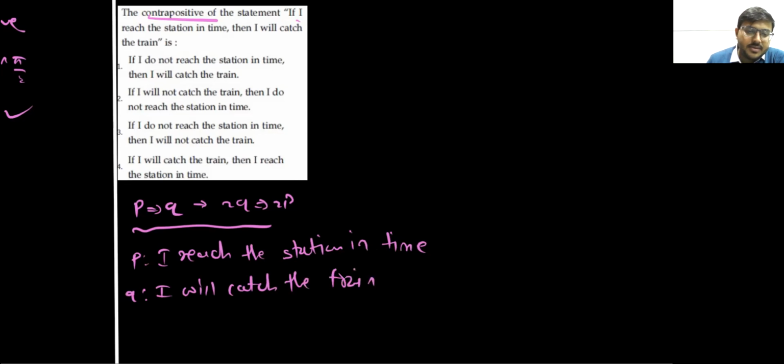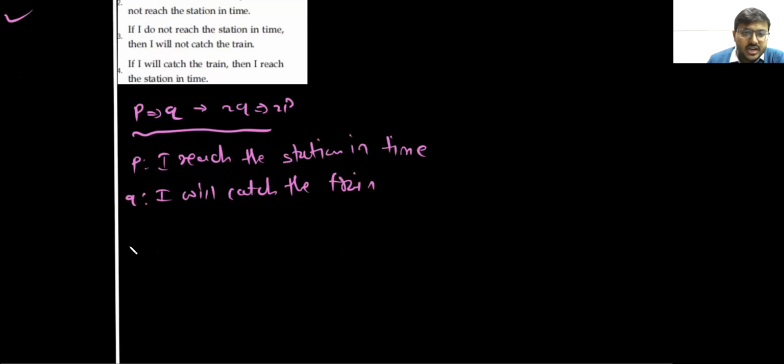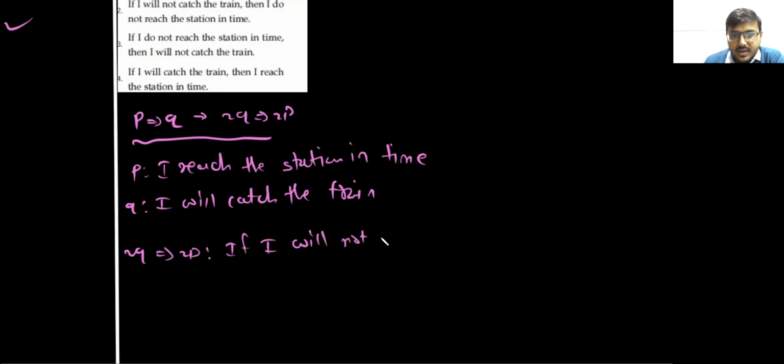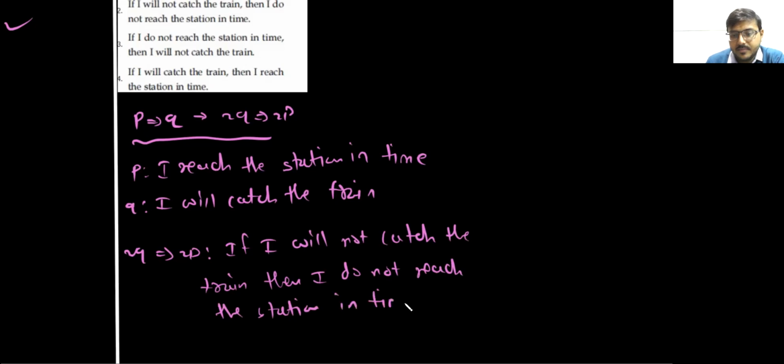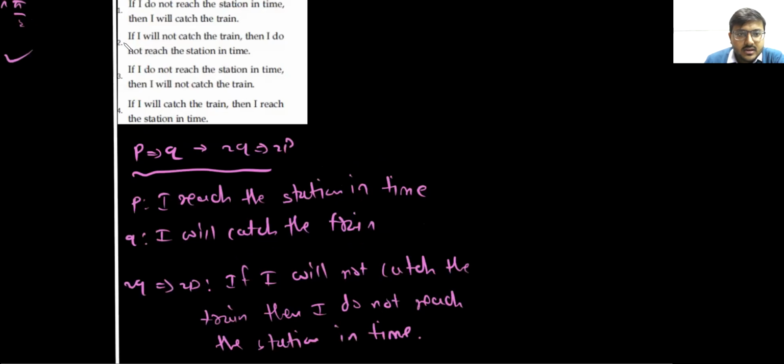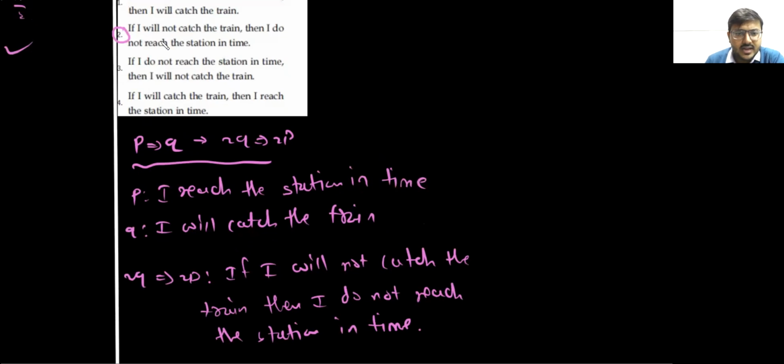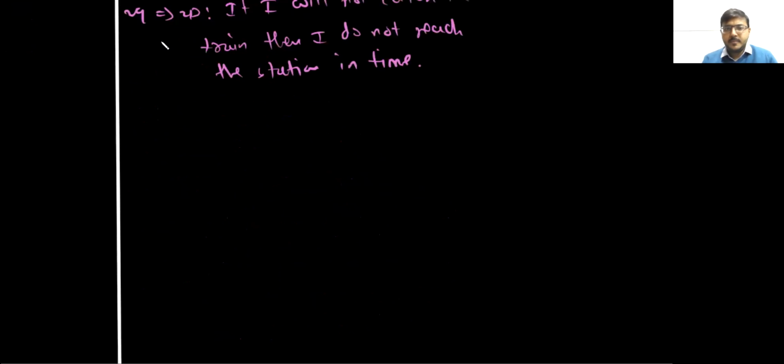So what should be the contrapositive? In that, we need to write down negation Q implies negation P. That will be: if I do not catch the train, then I do not reach the station in time. This will be the answer. That is option number B. It's the simplest one, right? You just need to know about this contrapositive meaning. Moving on to the next one.